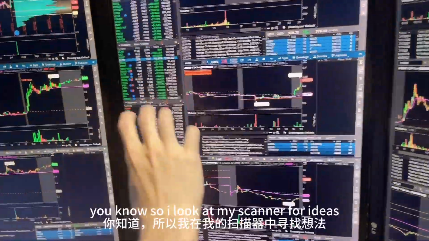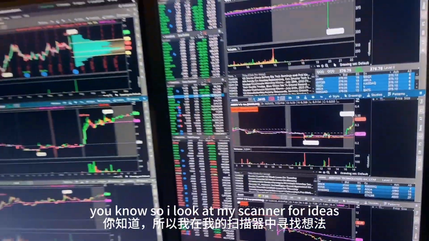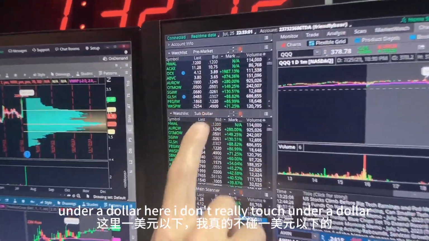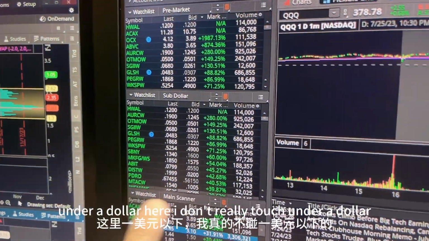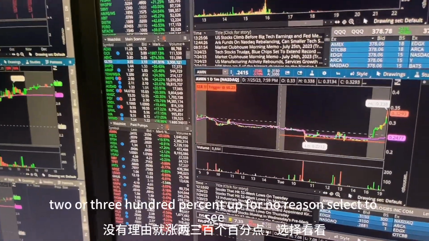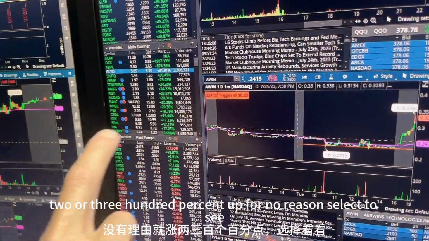So I look at my scanner for ideas. I have the pre-market set up here, under $1 here. I don't really touch under $1. I just want to see, because sometimes it'll go 200-300% up for no reason.